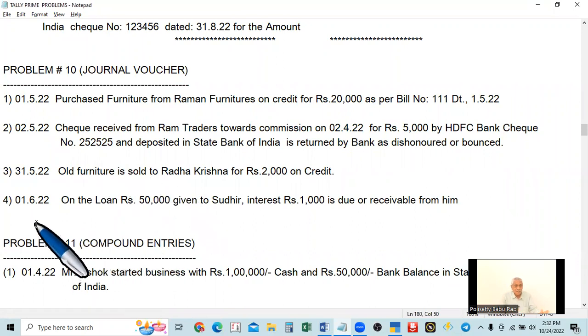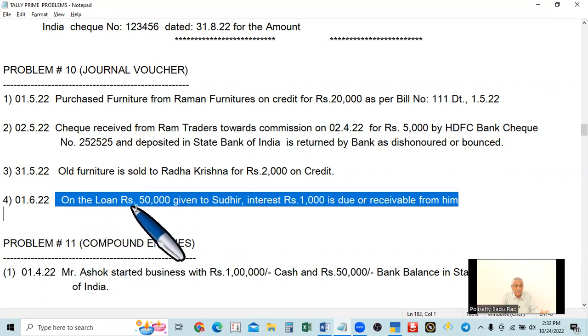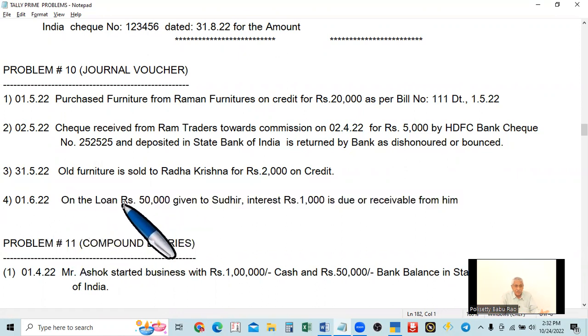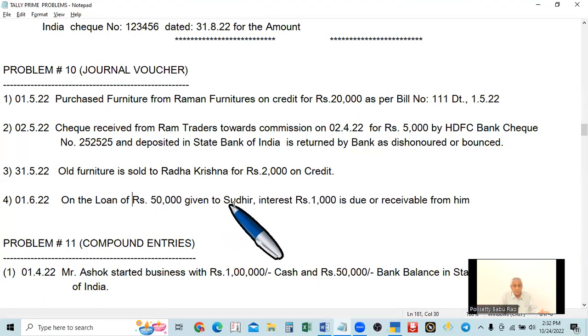Next, the fourth one. On 1st June, a loan of 50,000 rupees given to Sudhir. We gave 50,000 rupees loan to Sudhir sometime back. We have given loan to him. On that loan, interest of 1,000 rupees is due or receivable from him. Why not received interest? If you receive interest, it is a receipt. So in the receipt voucher, we write it as received interest.